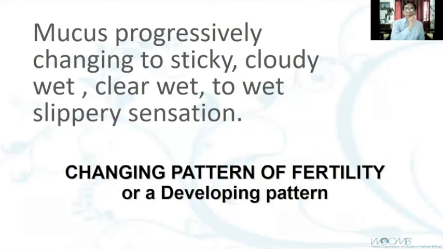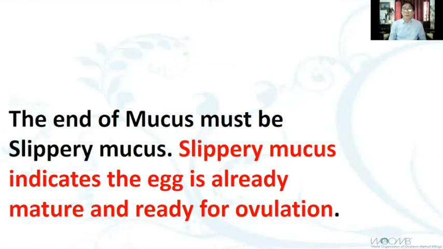This is very important. This is the meaning of the changing pattern of fertility. Mucus is changing from a sticky, ending with a slippery sensation. Doctors John and Evelyn Billings would always remind us that the end of mucus must be slippery mucus. Slippery mucus indicates the egg is already mature and ready for ovulation. This is the importance of the slippery sensation of the mucus. It is an indicator that the egg is already mature and any moment there will be an ovulation.